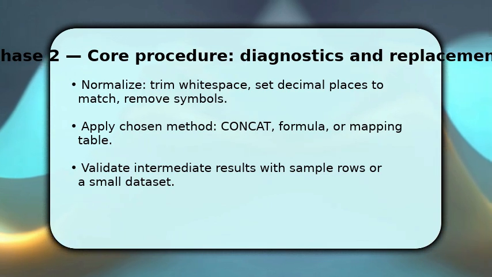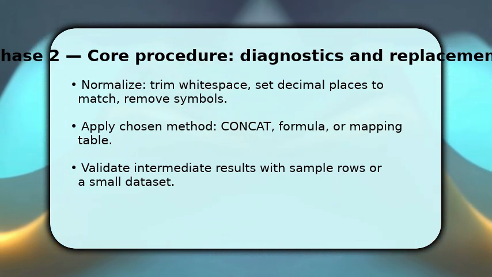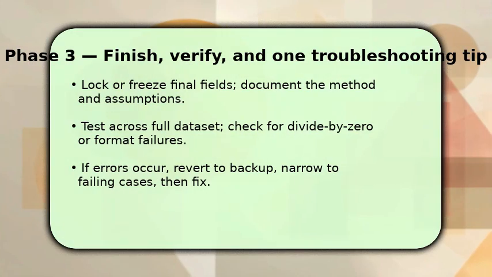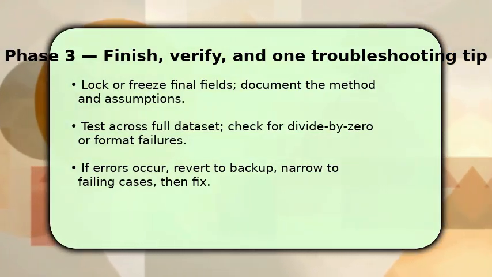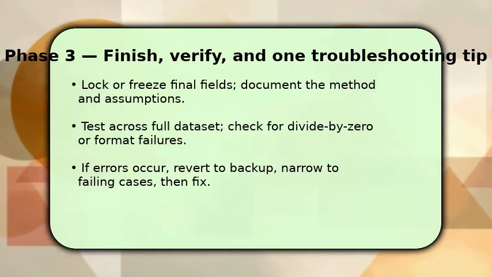You finalize by locking the final fields and documenting the exact method, including assumptions like rounding or default values. Once done, run the full dataset test and inspect for common failures: divide by zero, missing values, or mismatched formats.